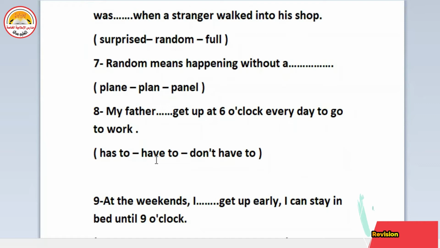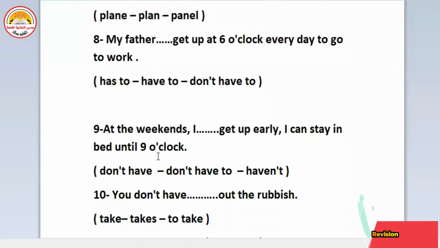Okay. Number nine. Basmala. At the weekends, I space get up early. I can't stay in the bed until 9 o'clock. Choose here between or from. Don't have to. Okay, very good. Thank you. So here, number nine again: at weekends, I don't have to get up early. I can stay in bed until 9 o'clock. Very good, Basmala. Thank you.